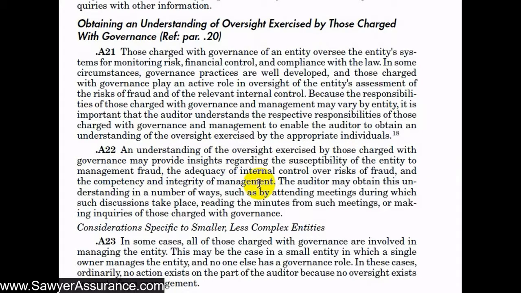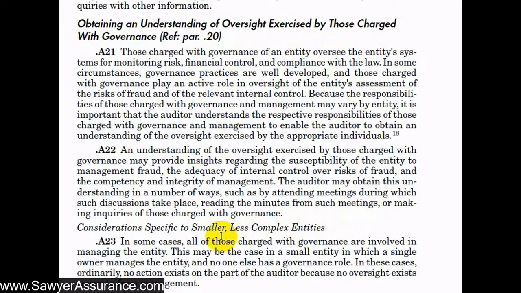So as we saw in the prior video, one of our biggest risks is management fraud. So if we gain an understanding of how those charged with governance manage that, then we get an insight into how adequate the controls are around that risk. And also, in order to gain that understanding, we can do it in a number of ways. We could attend their board of directors meetings and listen in. We could read the minutes from the meetings, or we can make inquiries of those charged with governance. So select someone from the board and hold a formal discussion with them regarding these ideas.